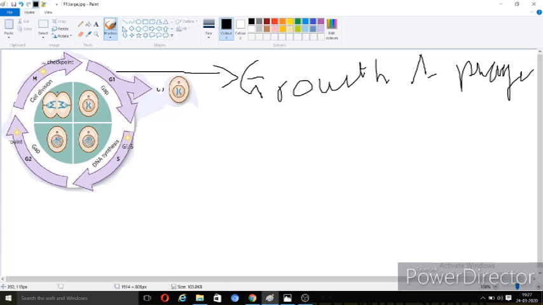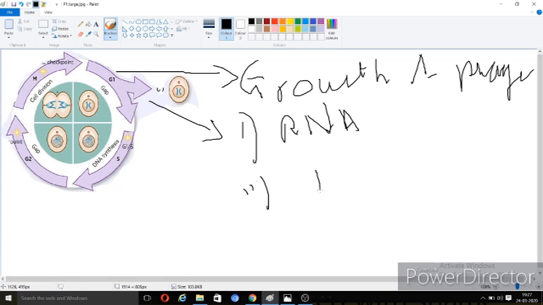So in this growth 1 phase, two things are happening. Number one, it will produce RNA. Another is protein. Protein will be produced. Now there is again this growth 2 phase. This is G1 and this is G2 phase. So for these two phases, we have to understand what the difference is.